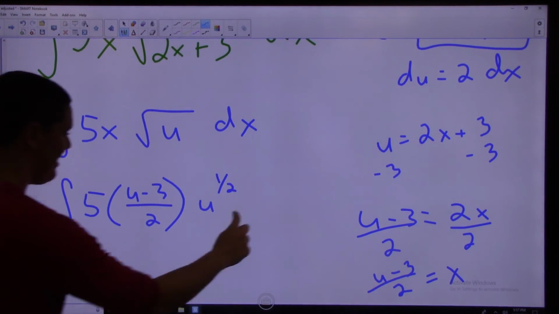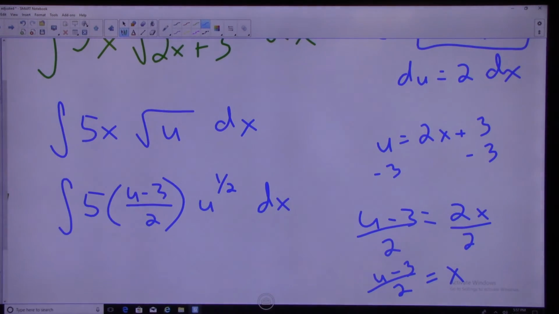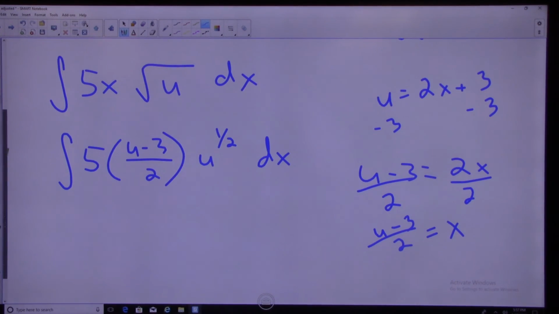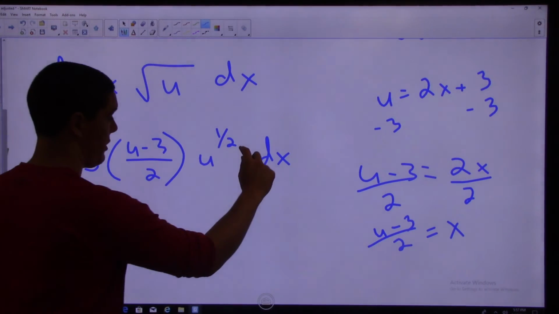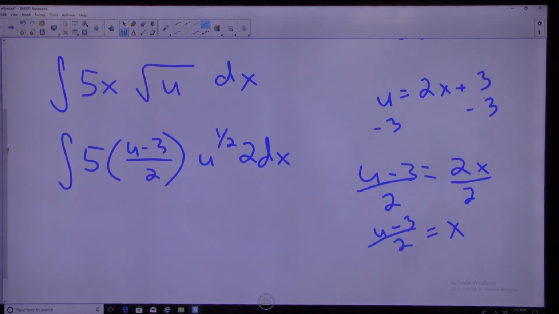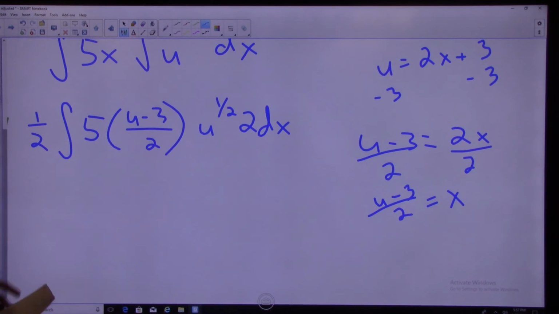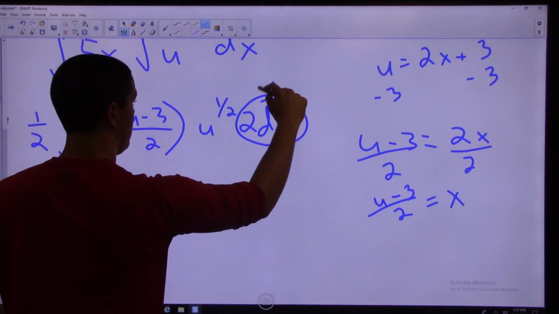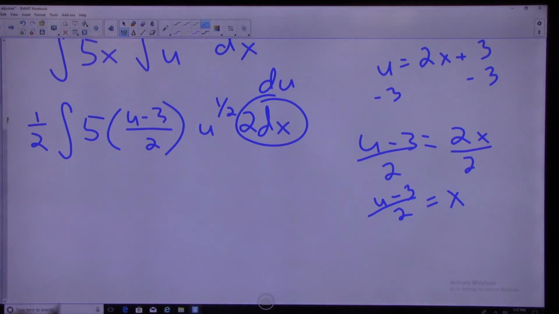And then we still have this dx though. Well, we want to try to get dx to look like du. So what I could do is put a 2 in front of here, couldn't I? Hopefully that makes sense. If I put a 2 in there, what do I have to do to the outside? Multiply by 1/2. There we go. And so now this whole thing right here is du. So I'm just going to rewrite everything.